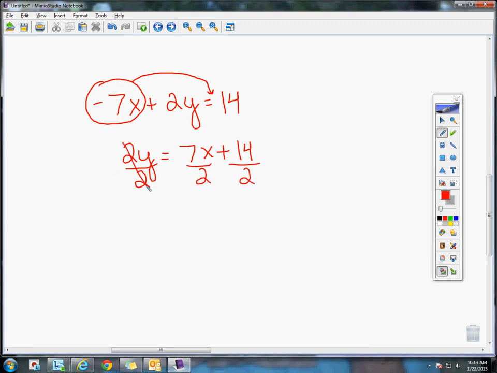2 divided by 2 is just 1. You have 1y is equal to, you can type that into the calculator, hit math and enter, or you can know that 7 is not divisible by 2. So we're just going to leave this as 7 over 2. You have an x, and 14 divided by 2 is 7. So here's our answer in slope-intercept form.